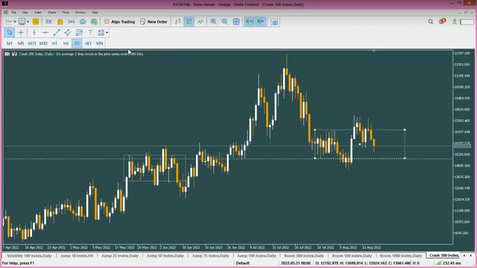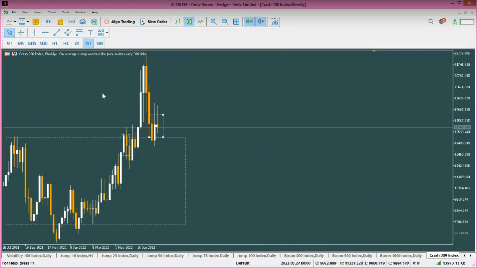But if we go to the daily time frame, more like the same. But if we go to our weekly time frame, what is happening there? This actually shows an uptrend. This is actually showing an uptrend. I was just trying to make sure that you understand what I was trying to say there.